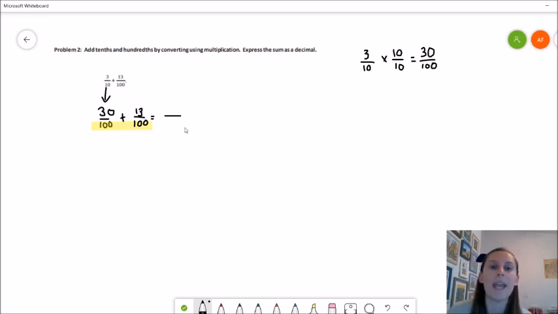And we also know that when we add fractions, we leave the denominator alone because that tells us how many equal parts our whole is partitioned into. So that doesn't change. We just leave that alone. And then our numerator is what we add. 30 plus 13 gives us 43. So 30 hundredths plus 13 hundredths gives us 43 hundredths.